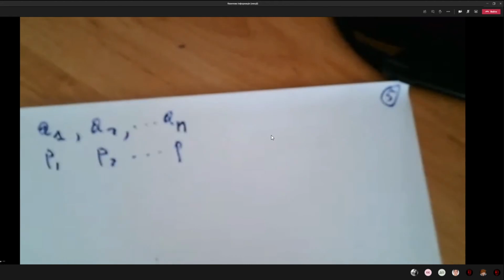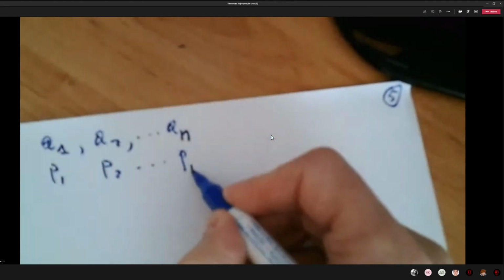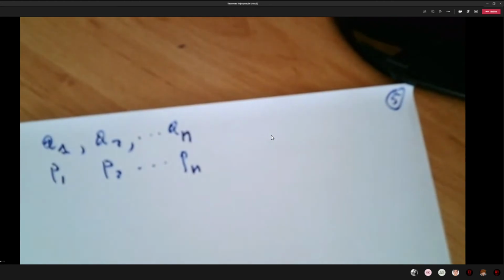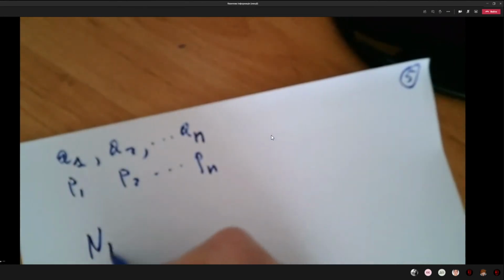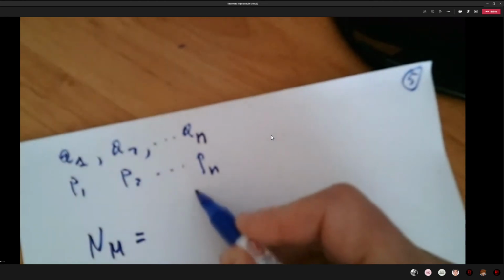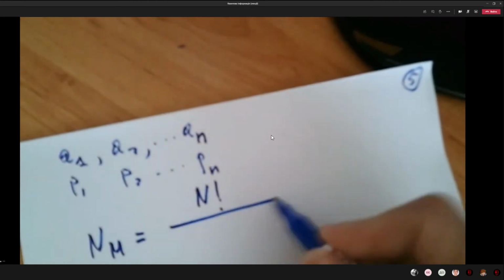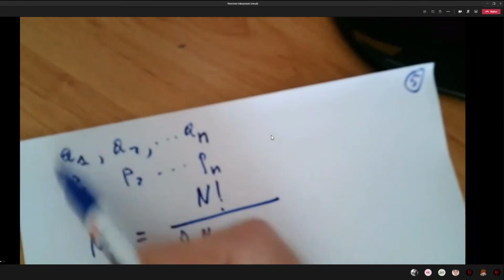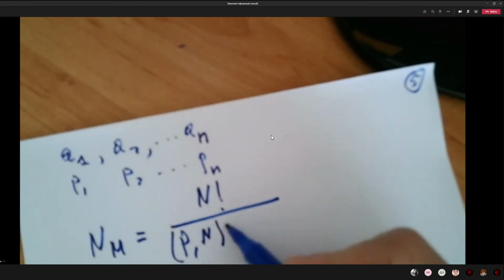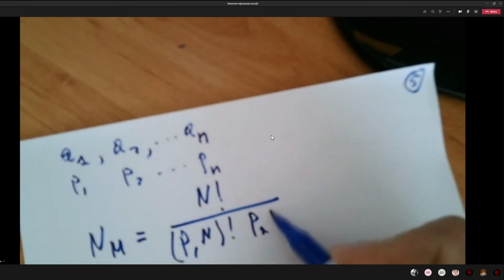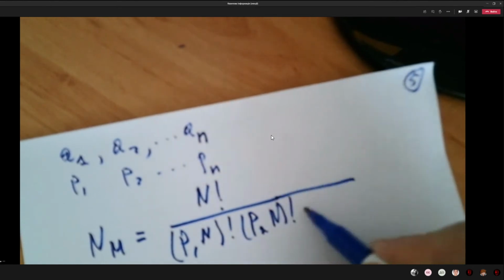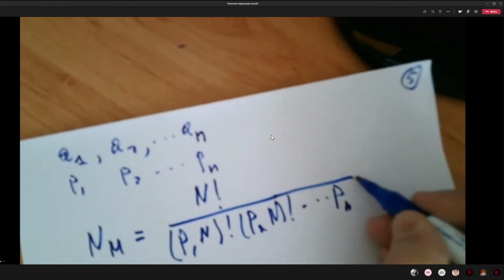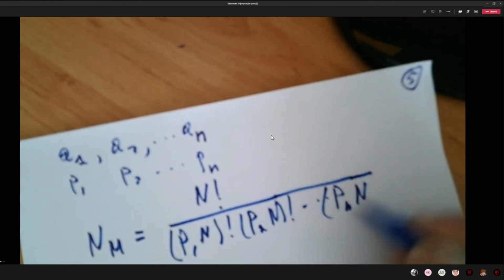With probabilities P1, P2, Pn. And this result can be easily generalized for this case. So in this case, the number of different messages will be N factorial divided by P1 N factorial, which is the number of symbols A1 in this message, then P2 N factorial, and so on, up to Pn N factorial.